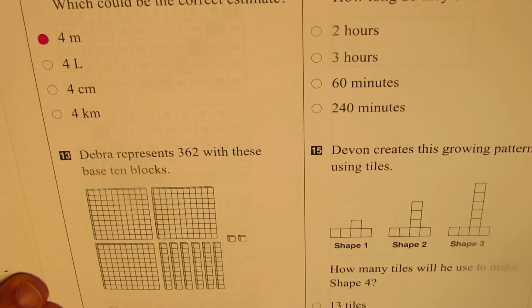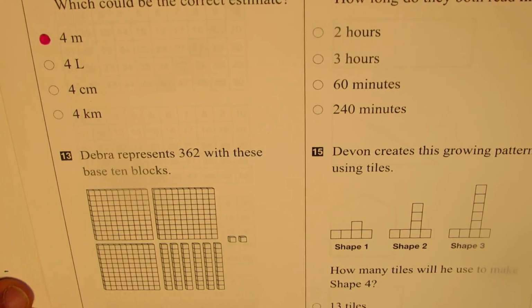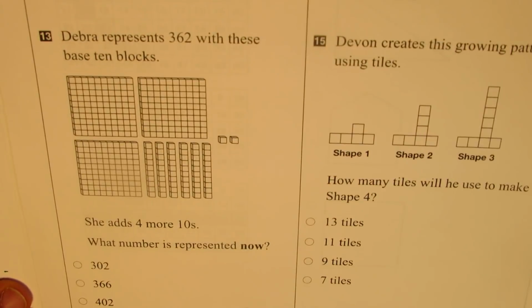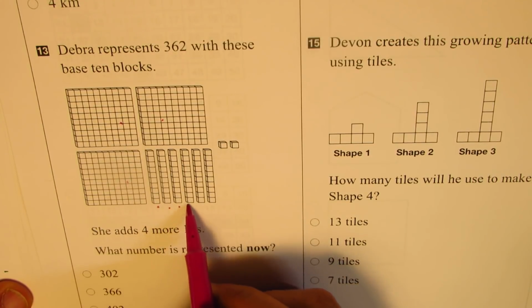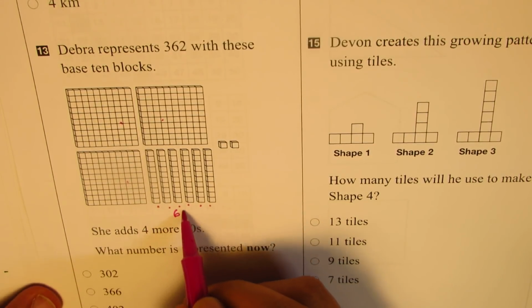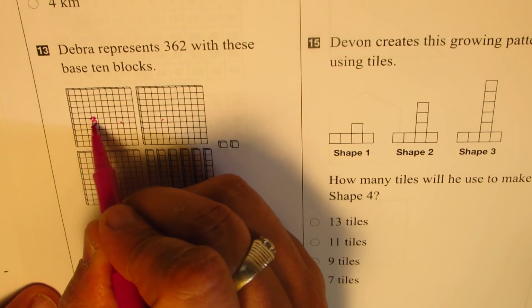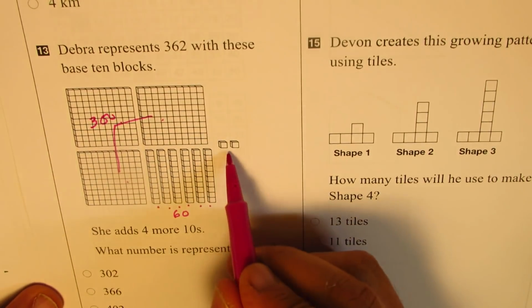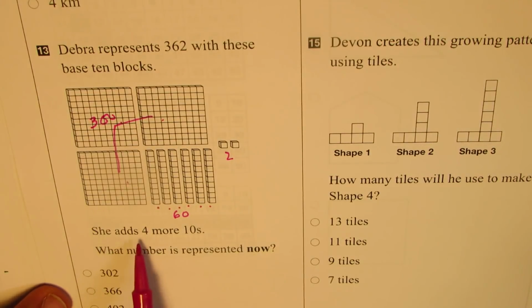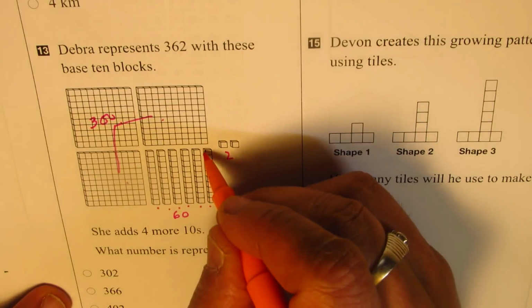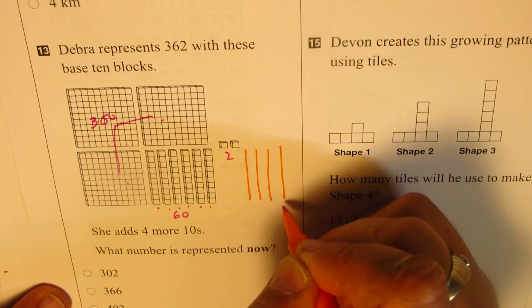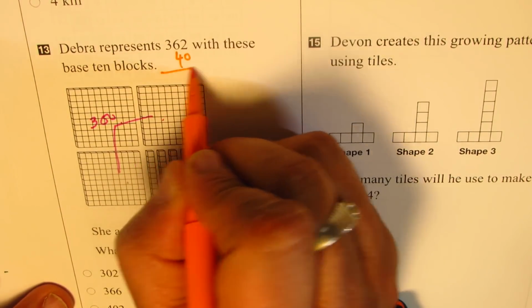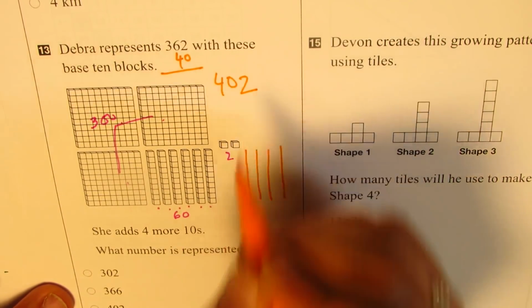Deborah represents 362 with these base 10 blocks. Now the question is, so it is 300, and this is 1, 2, 3, 4, 5, 6, which is 60. These three are 300s, and this is number 2. She adds 4 more 10s. So 4 more 10s are 1, 2, 3, 4, which means 40 is being added. So it becomes 402.